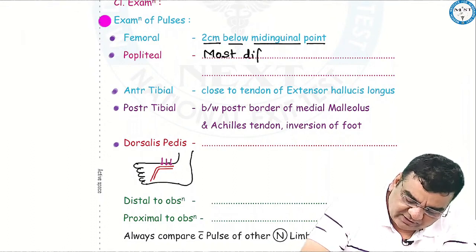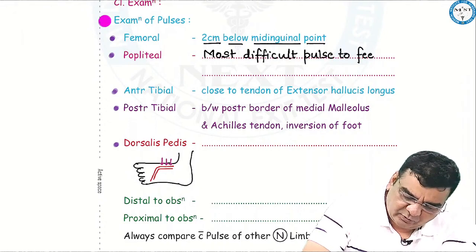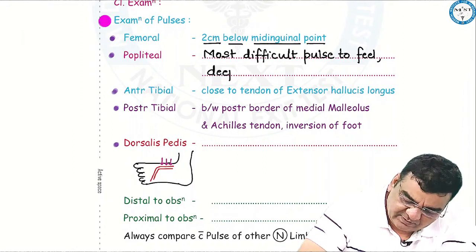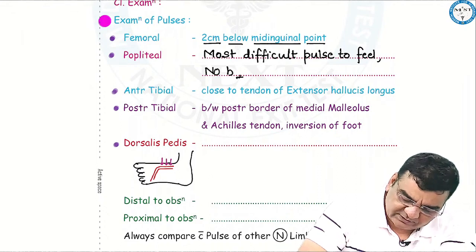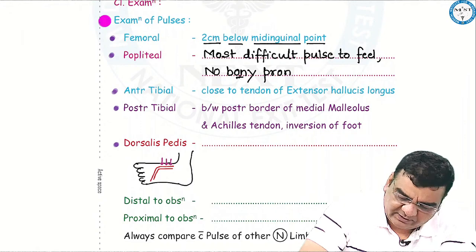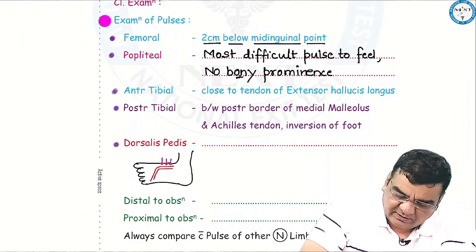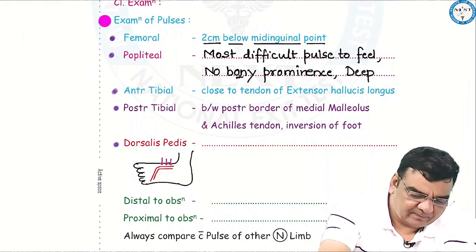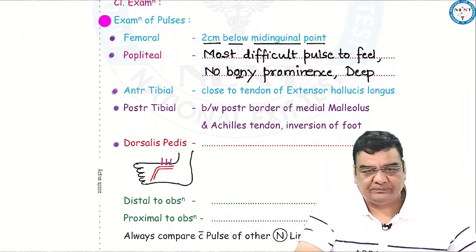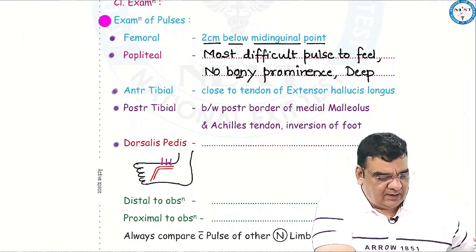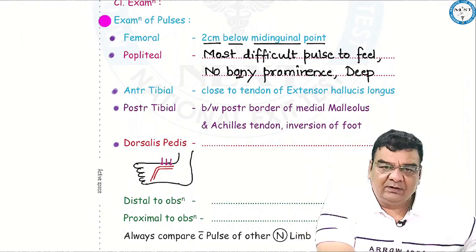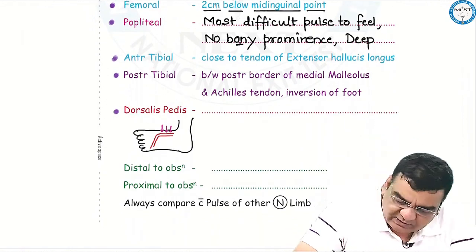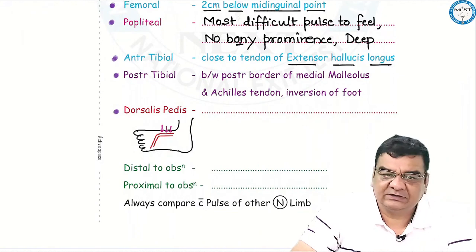Popliteal is the most difficult pulse to feel. Popliteal is deep. Write first this: there is no bony prominence near the popliteal. And second, it is deep. Anterior tibial pulse is palpated close to the tendon of extensor hallucis longus.